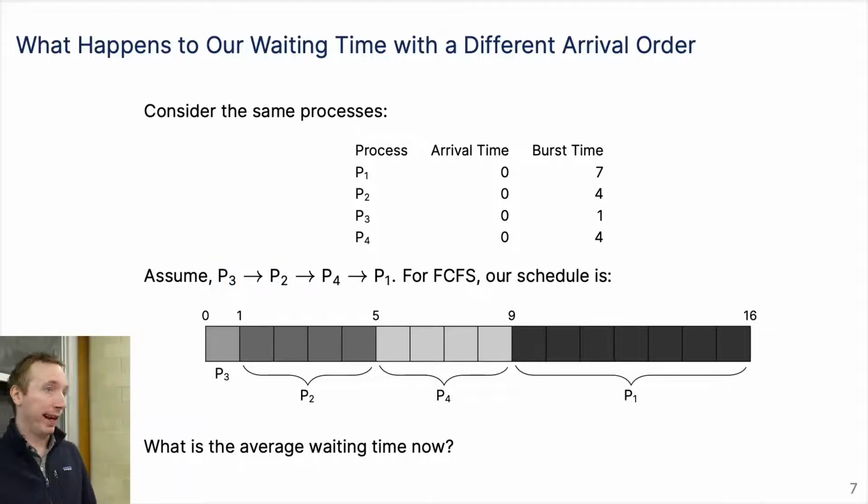If I do the exact same thing again and schedule them in that order, at T0, I would schedule P3, takes 1 time unit. Then at T1, I have to pick the next process, which would be, according to my order, P2. It executes for its 4 time units, and it's done at T equals 5. Then I pick P4, executes for 4 time units, done at T equals 9. And then I finish up with P1, which takes 7 time units, so I'm done at T equals 16.